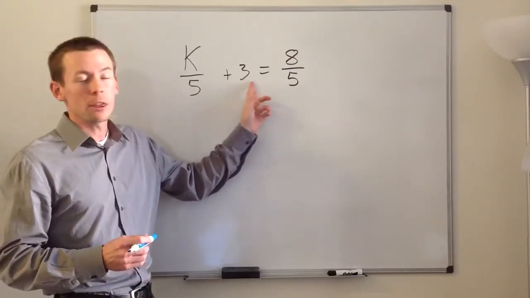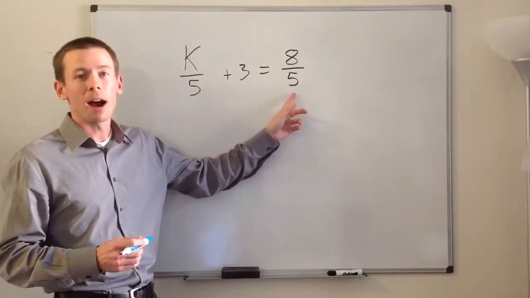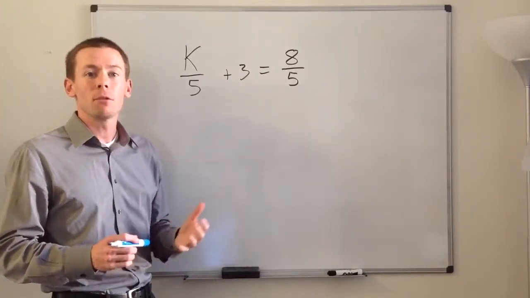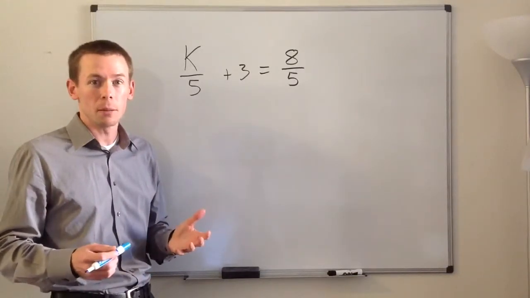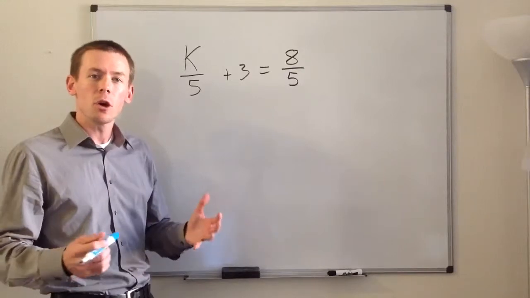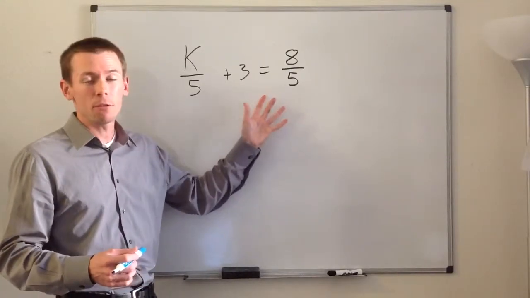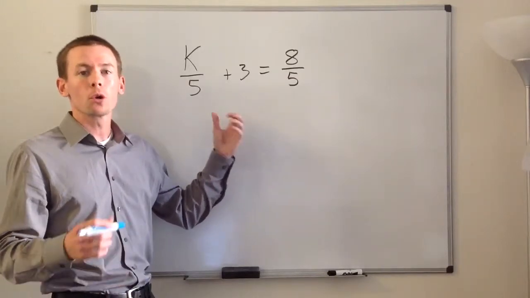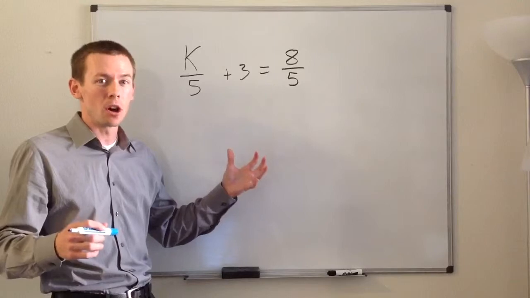This could really be thought of as 3 over 1. And then here we have a 5. So the 5, 1, and 5, the lowest common multiple of those three numbers is 5. So if we multiply everything on both sides by 5, what will happen is we'll create whole numbers to make the equation much easier to solve.